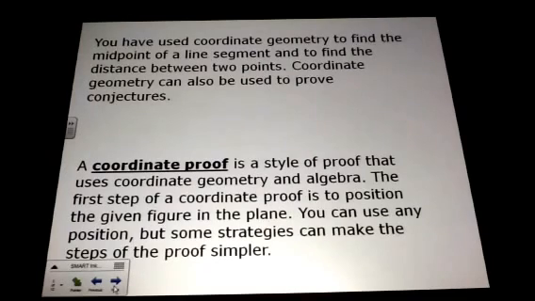Okay, you have used coordinate geometry to find the midpoint of a line segment and to find the distance between 2 points. Coordinate geometry can also be used to prove conjectures. A coordinate proof is a style of proof that uses coordinate geometry and algebra. The first step of the coordinate proof is to position the given figure in the plane. You can use any position, but some strategies can make the steps of the proof simpler.